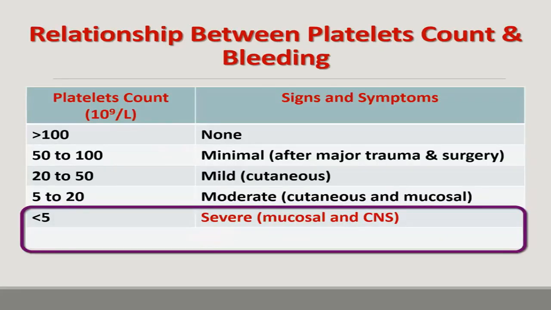In this table, you can see the relation between the platelet count and the bleeding. When the platelet count is more than 100,000, there are no signs and symptoms. Between 50 to 100,000, there is minimal bleeding, usually after major trauma or surgery. But when it is between 20 to 50, then we have mild cutaneous bleeding. Between 5 and 20, it is moderate, usually cutaneous and mucosal. But when it is less than 5, there is a risk of severe mucosal and might be CNS hemorrhage.